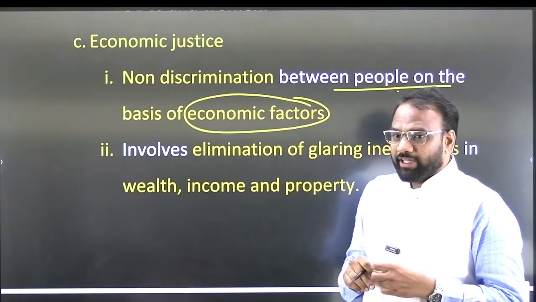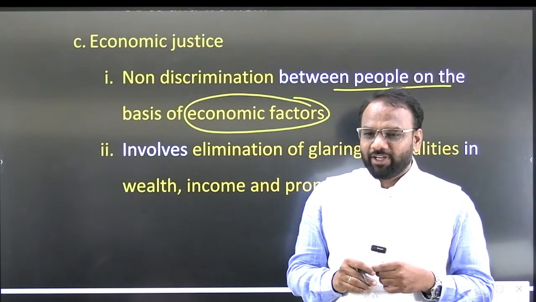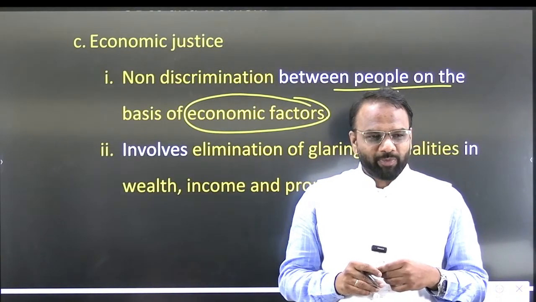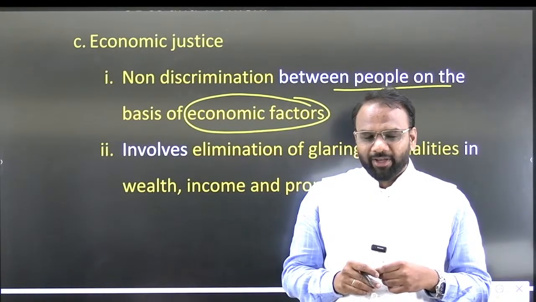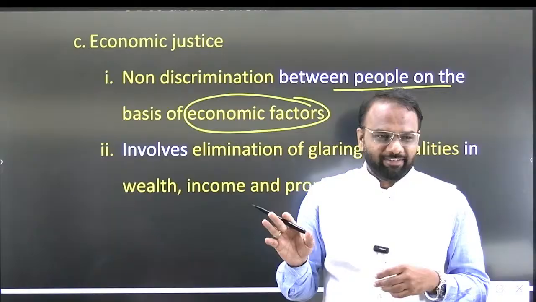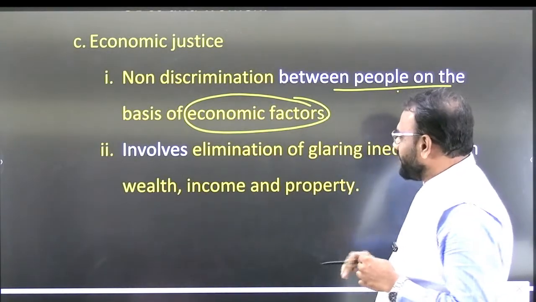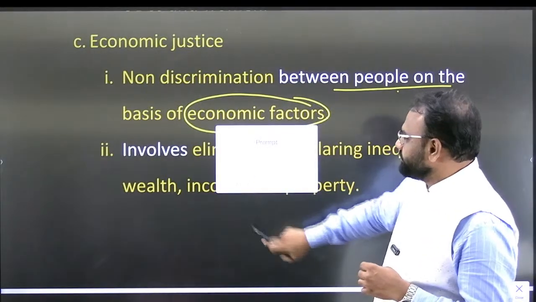Now again, don't think too much. So when you go to Tirupati, those who pay 300 rupees will get darshan within 2 hours, and those who don't have 300 rupees have to wait for 24 hours. Whether it compromises economic justice, okay, don't go in that fashion. Here it is non-discrimination between people on the basis of economic factors.